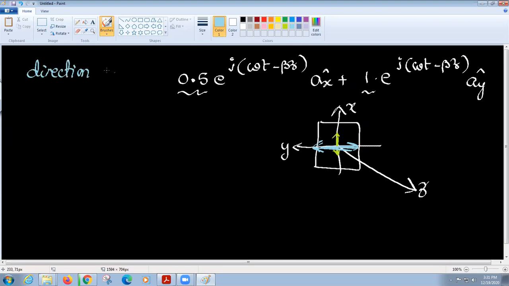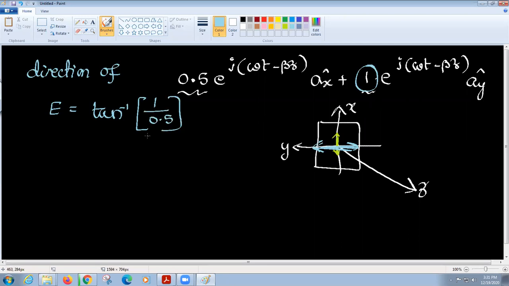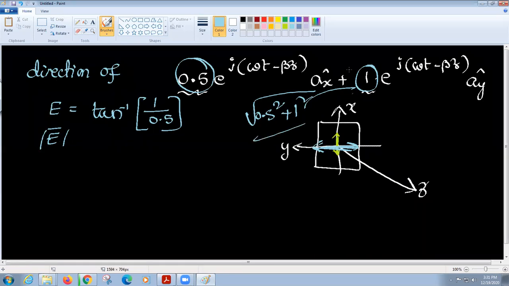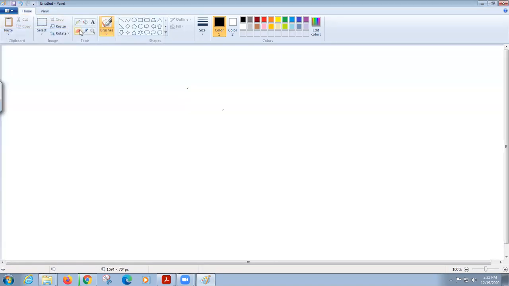So direction of E is equal to what? Tan inverse of y by x. Tan inverse, say I can take 1 over 0.5. This is what my direction, okay? And what could be my magnitude? My magnitude could be square root of 0.5 square plus this guy 1 square. This is what my magnitude. So direction of E is this, okay? And also I can find its magnitude like this one. All right, next one is this.